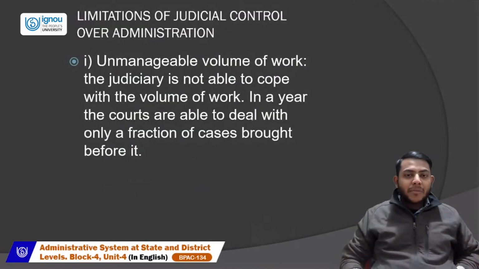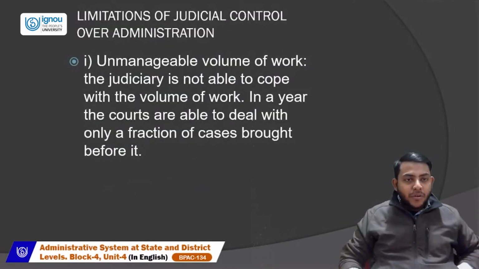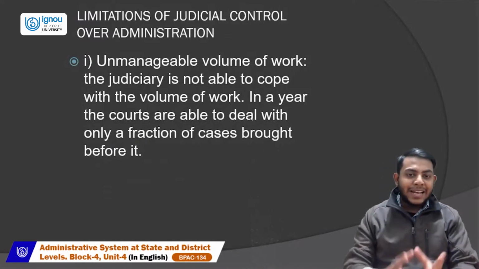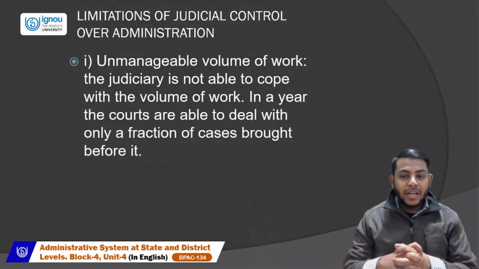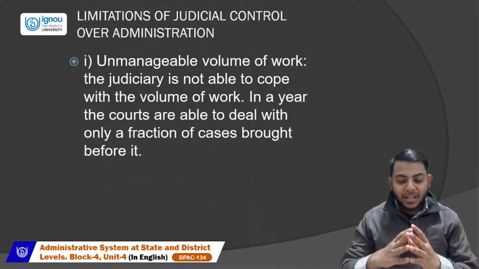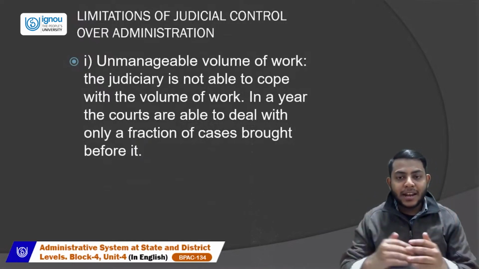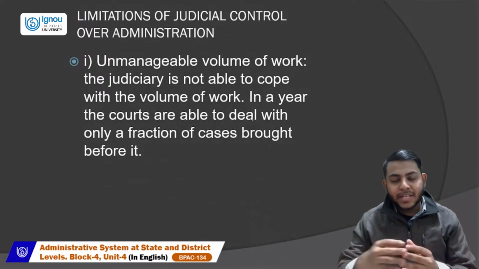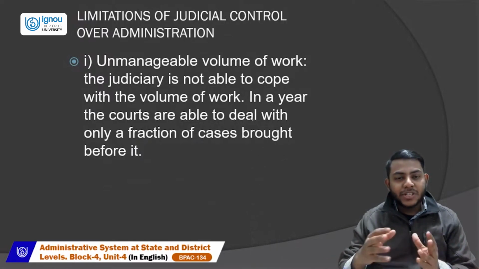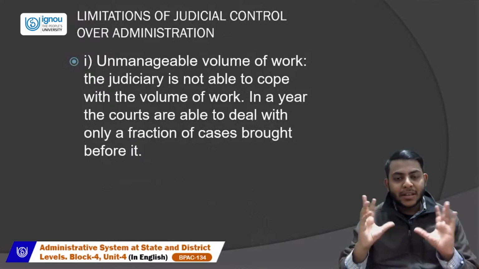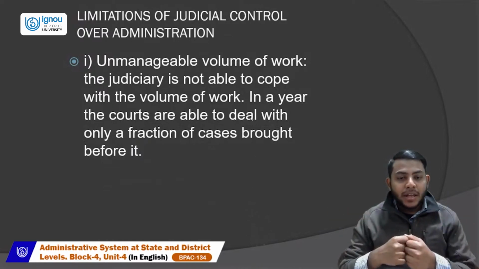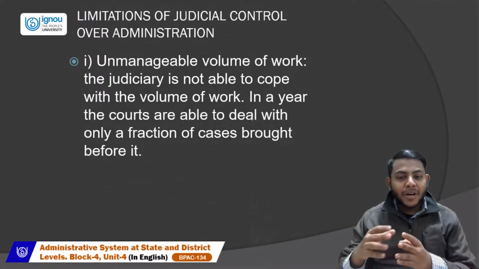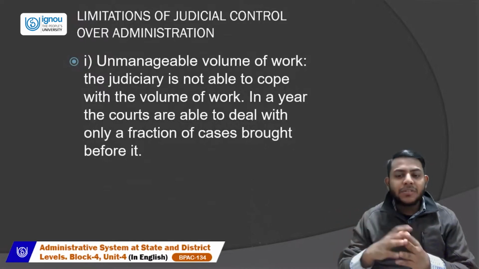Now let us discuss some of the limitations of judicial control over administration. The first limitation is regarding the unmanageable volume of work. The judiciary has a huge volume of work. There are lakhs of cases pending before the Supreme Court as well as the high courts, and that is why the judiciary is not able to cope with this voluminous work. And in a particular year, the judiciary is able to deal with only a fraction of the cases which are brought before it.